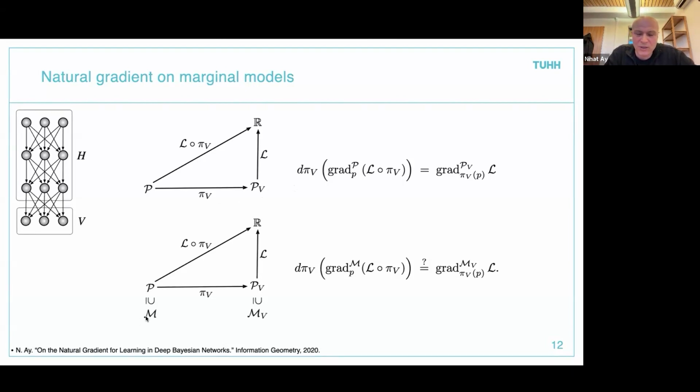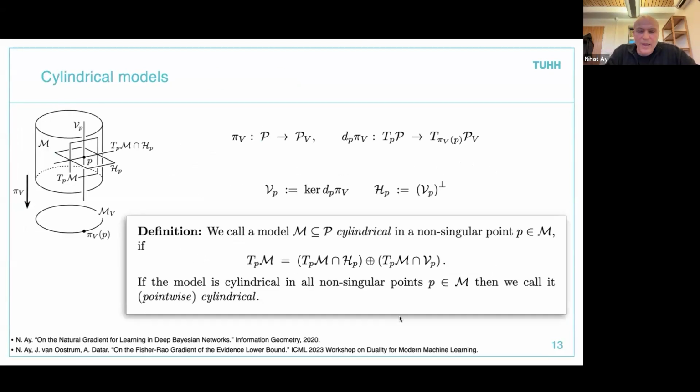So you take a model as a submodel of P, and then its marginalized model is a submodel of PV, and we can ask the same question. And that unfortunately does not hold anymore in general. In order to specify those models for which this does hold, we have to introduce the notion of a cylindrical model. So as I said, PV is the marginalization, and the differential of pi v is denoted by d pi v.